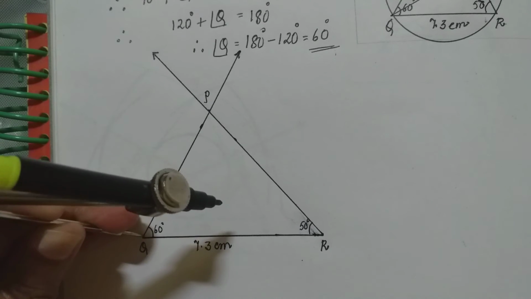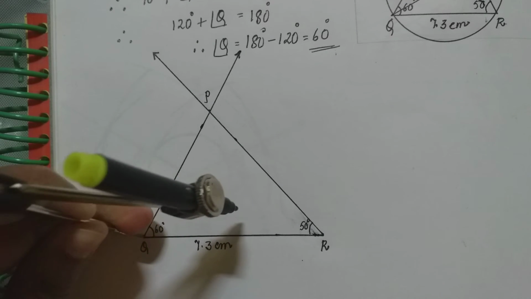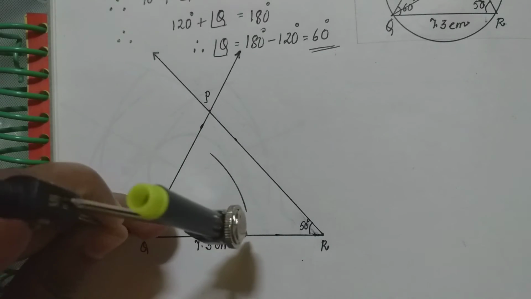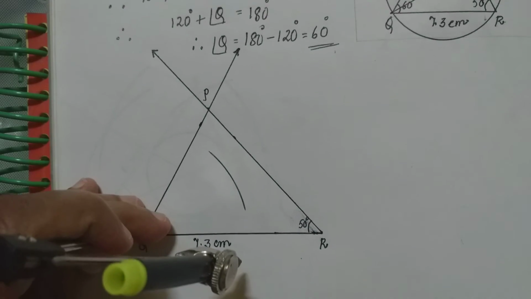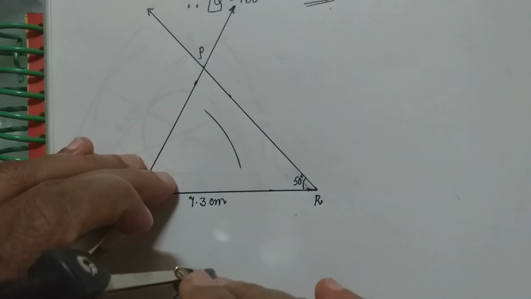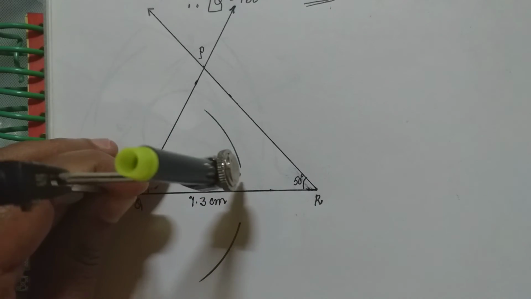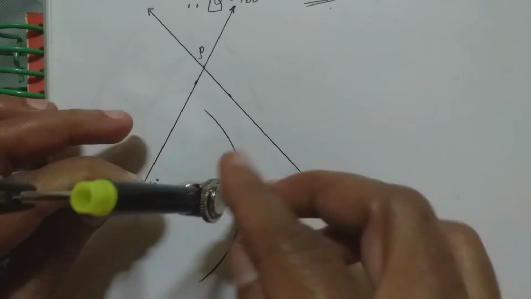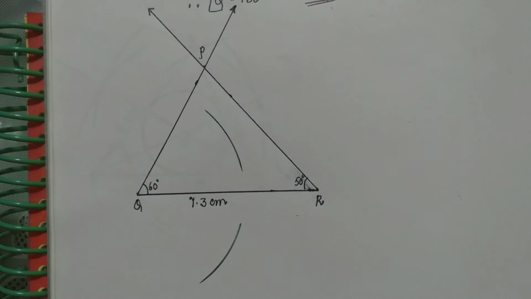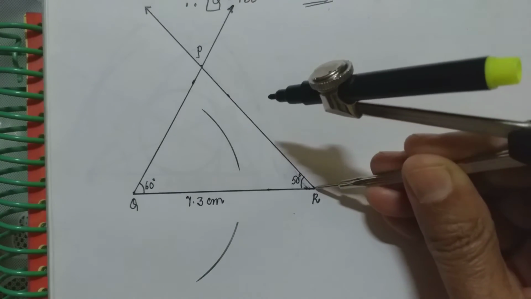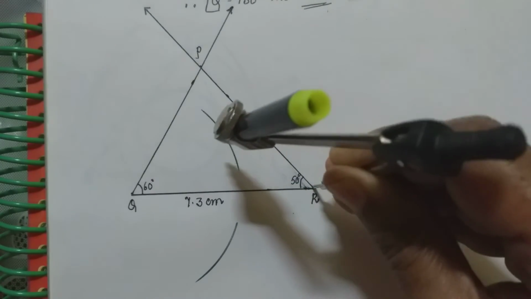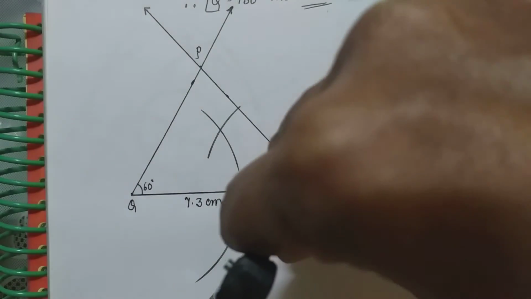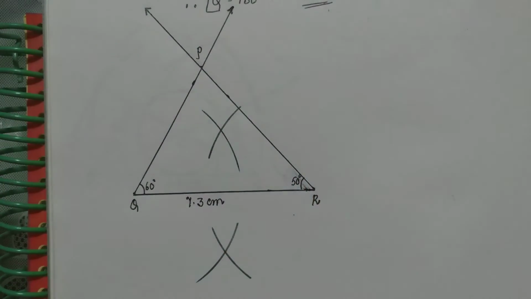Then what do I do? I draw an arc above the line segment or above the side and also below the side. So I have drawn two arcs here, one above the side QR and one below the side QR. Now what do I do? With the same measurement or radius, I keep the rounder at point R and cut this arc above QR and below QR.